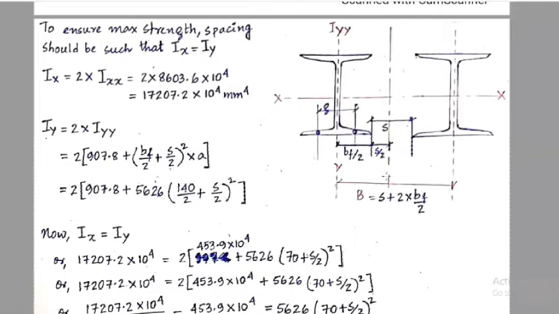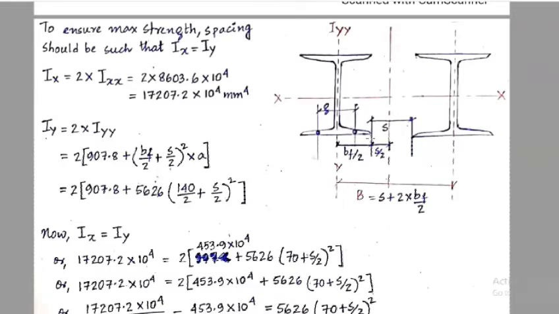The next thing that we have to do is determine the clear spacing between these two I-beams where these two sections have to be placed. So what is the clear spacing or the clear distance? See, these are the two I-beams of the built-up column, and this distance S denotes the clear spacing between these two I-beams, the spacing apart at which these two I-beams will have to be placed.